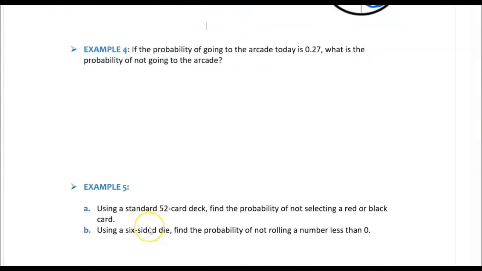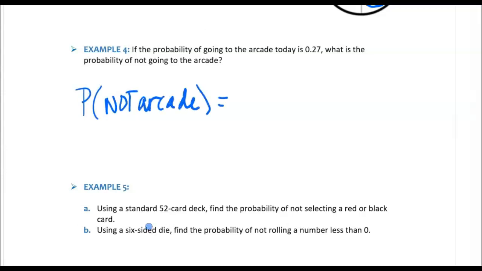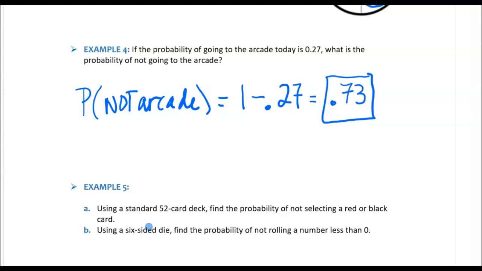Example 4. If the probability of going to the arcade today is 27/100, what is the probability of not going to the arcade? Using number 3 from our blue box, we can find the probability of not going to the arcade by saying 1 subtracted by the probability of going to the arcade. 1 minus 27/100 would be 73/100. So the probability of not going to the arcade would be 73/100.